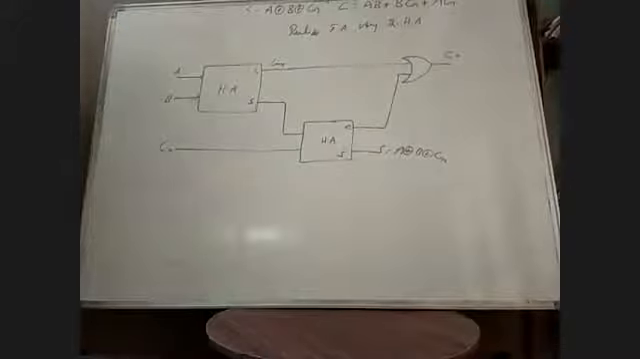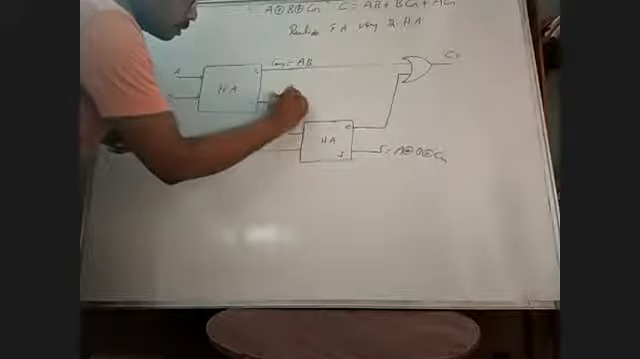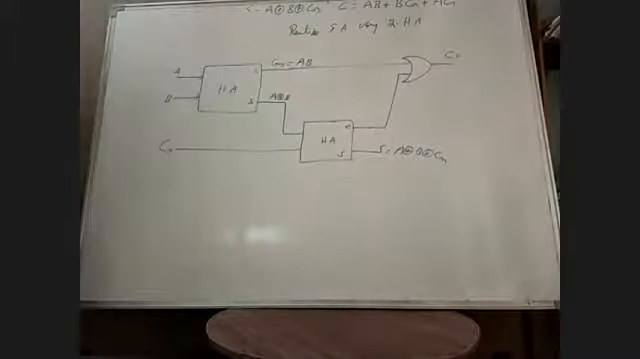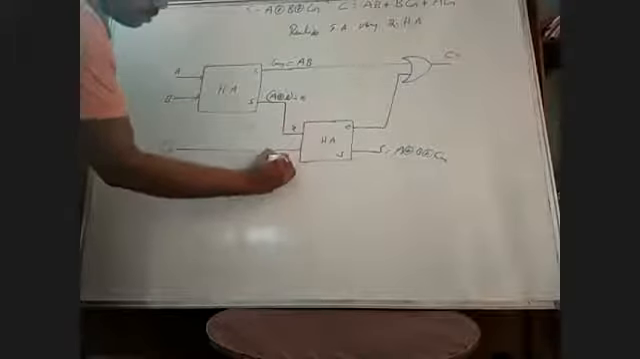Let me look at the half adder circuit diagram once. In a half adder, A and B are the inputs, sum and carry are the outputs. The carry output, as we know, is AB, and the sum output is A exclusive or B. Consider this as X. A exclusive or B is X. We are applying X here and carry in here.